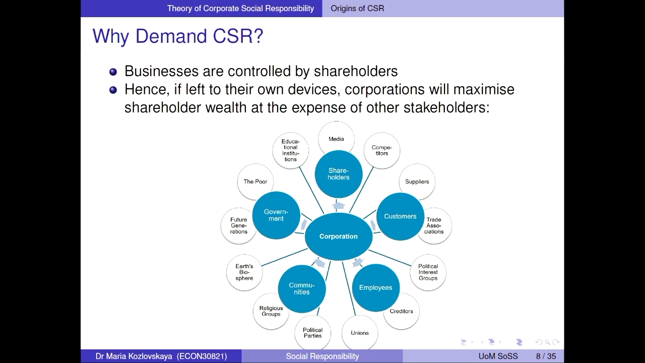And so we all know about terrible working conditions in 19th century factories and so on. And we know about terrible working conditions in some companies now in some parts of the world. So we can see that there is a certain scope for corporations to abuse their business power.